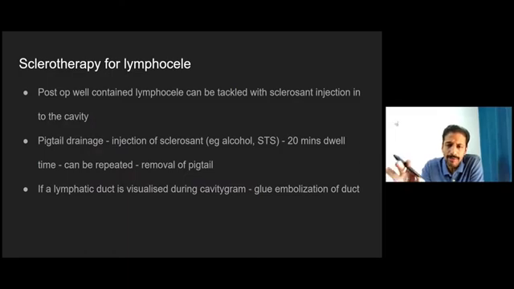If, when you do a cavitygram, you are able to see a lymphatic, you can even get into that particular lymphatic channel and do glue embolization of that duct also.